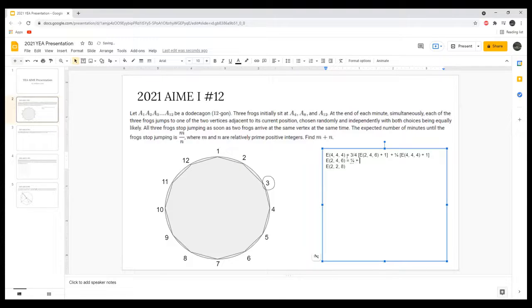Now we consider what happens when this one here moves to point 3 and the frog at point 4 moves to point 5. Then if the frog at point 8 moves to point 7, we get 2, 2, 8. And if the frog at point 8 moves to 9, we get the 2, 4, 6 configuration, and each of these occurs with probability 1/8.